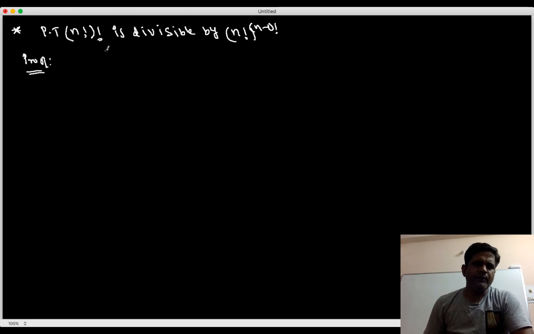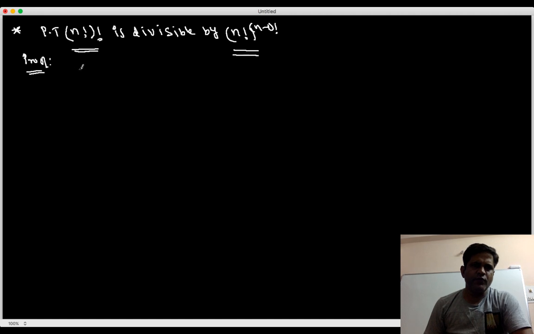See, proving n factorial is divisible by n factorial power n minus 1 factorial is equivalent to proving n factorial over n factorial power n minus 1 factorial is an integer.